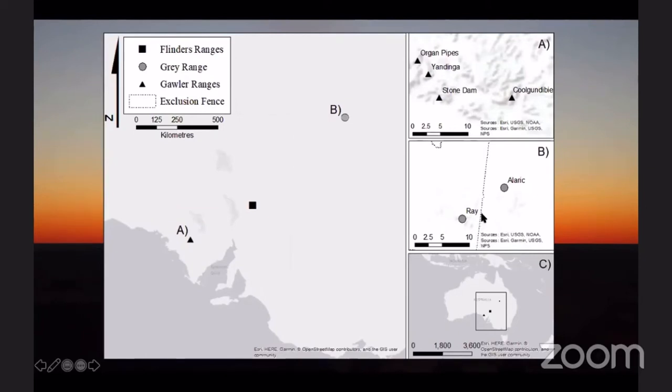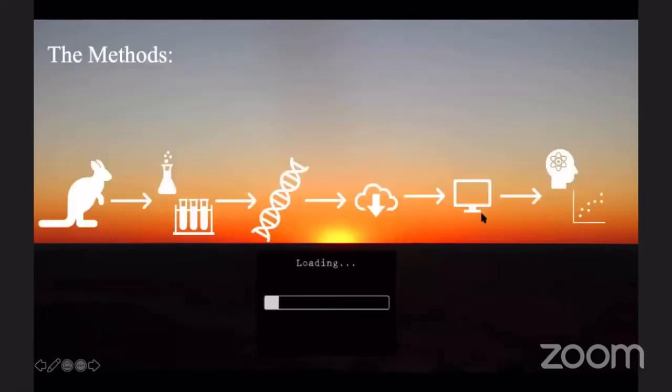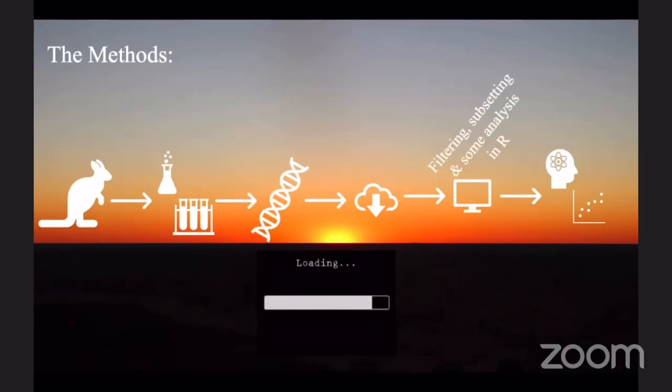I'll rapid fire through these methods a bit because they're a bit jargon heavy, genetics jargon, but feel free to ask questions about it. We had 94 samples of yellow-footed rock wallaby and I extracted the DNA in the lab and sent that off to DArT, and they returned to me 17,000 SNPs. And after filtering and whatnot, I had about 12,000 variable sites to work with. And from there, I performed a bunch of analyses, both in R and in other software programs.